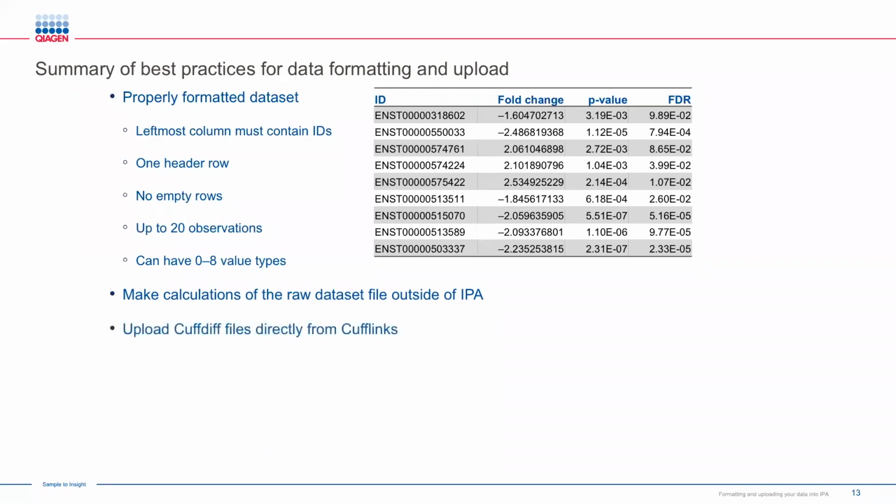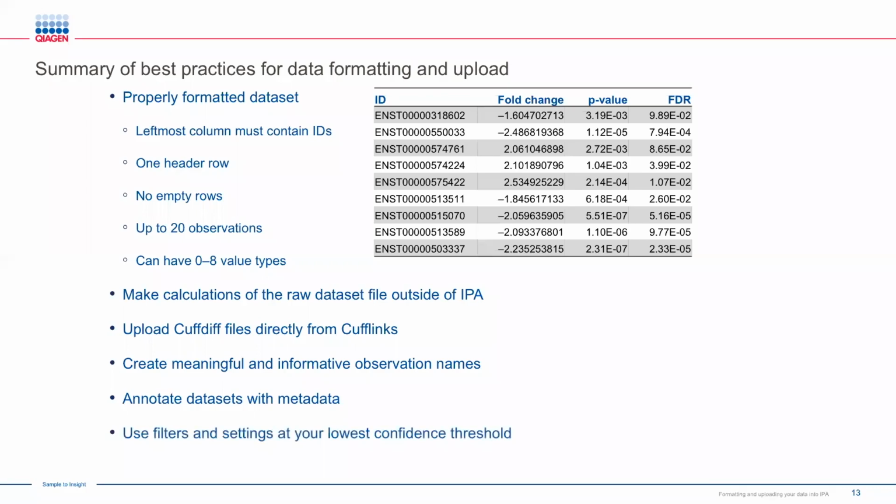And if you're importing your CuffDiff files, you have to take the file directly from the output of the CuffLink software. You'll want to label your observations so you can go back to the analysis later and easily make sense of your results. And I suggest adding metadata, which could be useful later when you're searching for different analyses or data sets, or to help you with matching up and filtering in the analysis match feature. You also want to use your different filters and settings in such a way that you're stringent enough to gain meaningful information, but give yourself enough flexibility that you don't lose important information.